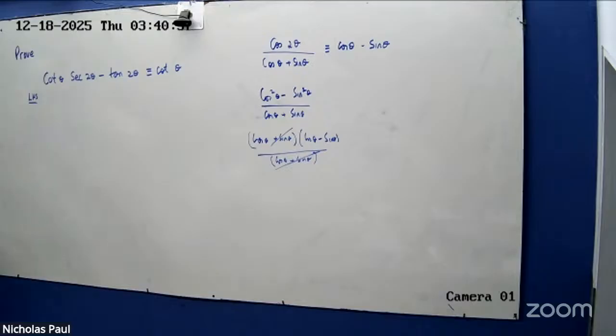Right, so we have one more set of identities to learn that are called factor formulas. I think there were 17, I think.